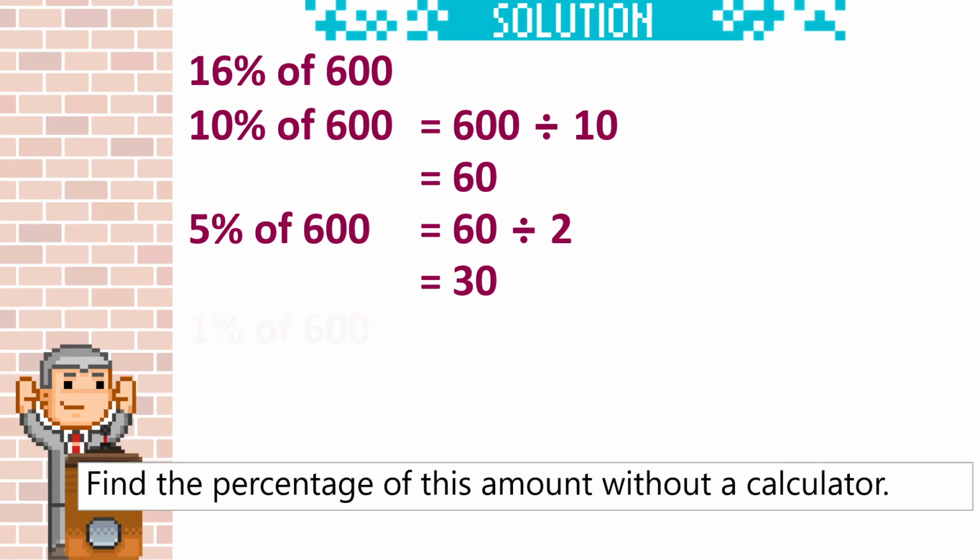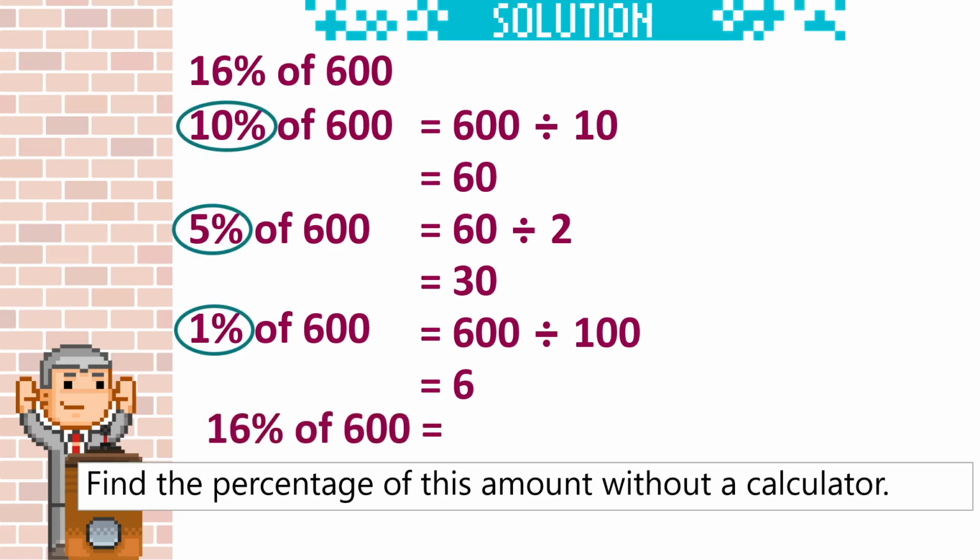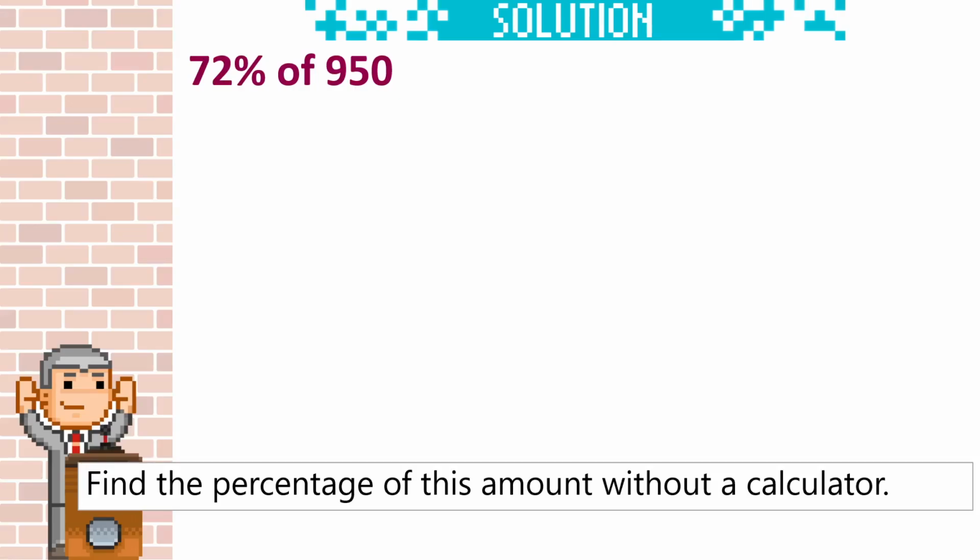Finally, we need to find 1%. To do this, we could divide the 10% by 10, but to find 1%, you can always go back to the original amount and divide it by 100. Now, 16% is the 10% plus the 5% plus the 1%. So the 60 plus 30 plus 6, which equals 96.